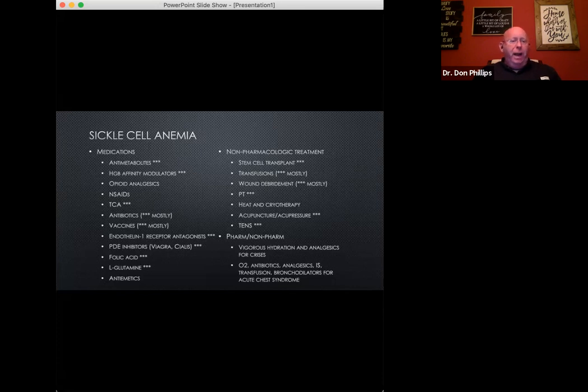Endothelin 1 receptor agonist. Now, you're not going to be given that one. Hopefully you're not giving out Cialis and Viagra. Folic acid, L-glutamine, antiemetics. So really the medications, you can limit it to opioids, NSAIDs, and antiemetics. That's really what we're here to give these people. Additionally, in the non-pharmacologic, you're going to see down in there, vigorous hydration and analgesic for crisis.